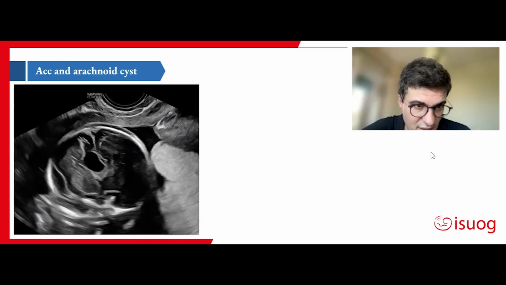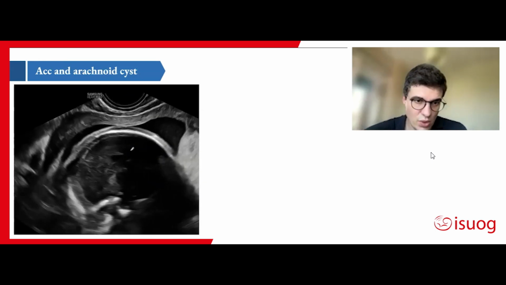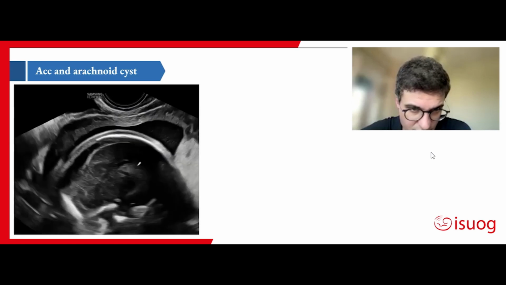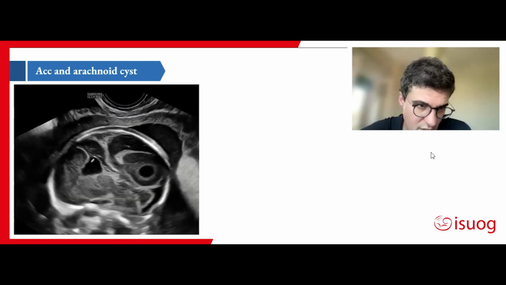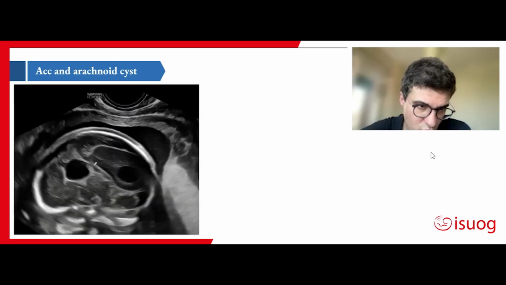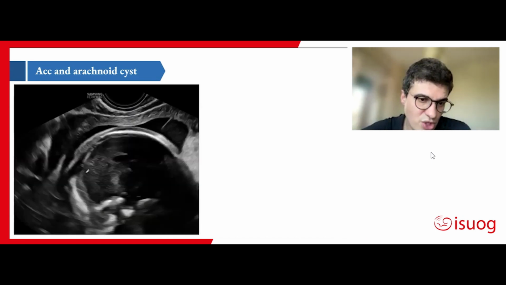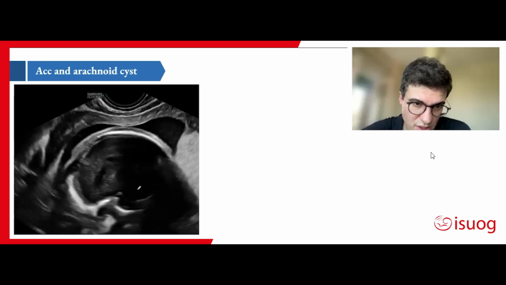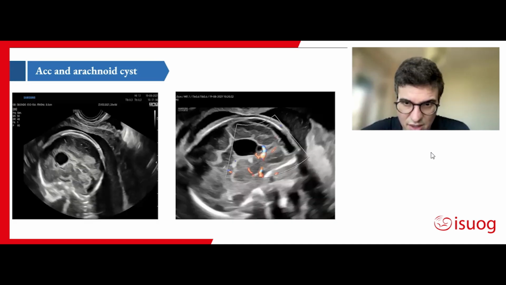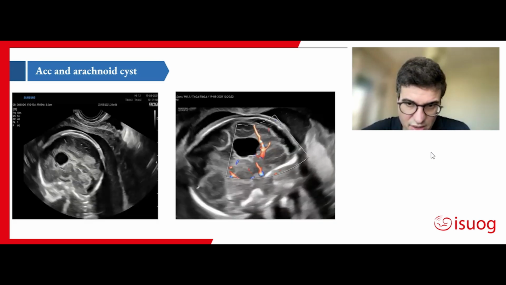This is, of course, another case. I don't know whether the video works. Yes, it works. Can you see? We cannot see the corpus callosum on the sagittal view, and we just see the arachnoid cyst. How can we show that we are in the sagittal view? Because we could see at some point the cerebellar vermis. I'll show you another picture.